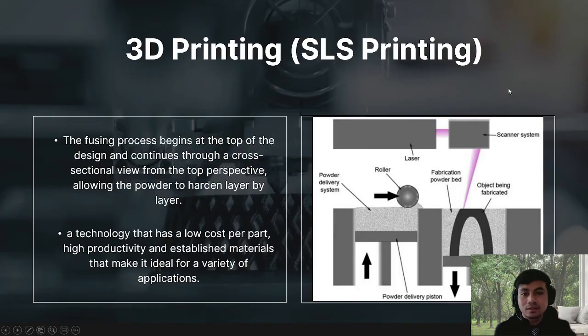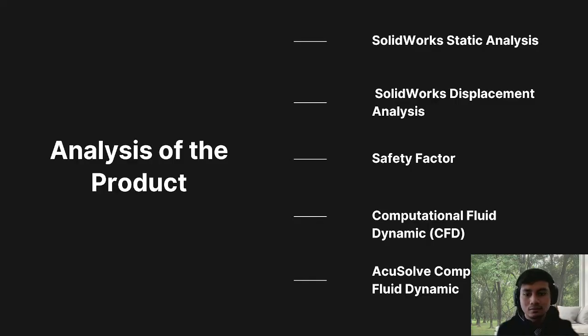And lastly, it is 3D printing, which is SLS printing. The fusing process begins at the top of the design and continues through a cross-sectional view from the top perspective, allowing the powder to harden layer by layer. A technology that has a low cost per part, high productivity, and established materials makes it ideal for a variety of applications. Therefore, it is a low cost part. It is suitable for the objective of this project, to produce a low cost waste oil filtration unit.